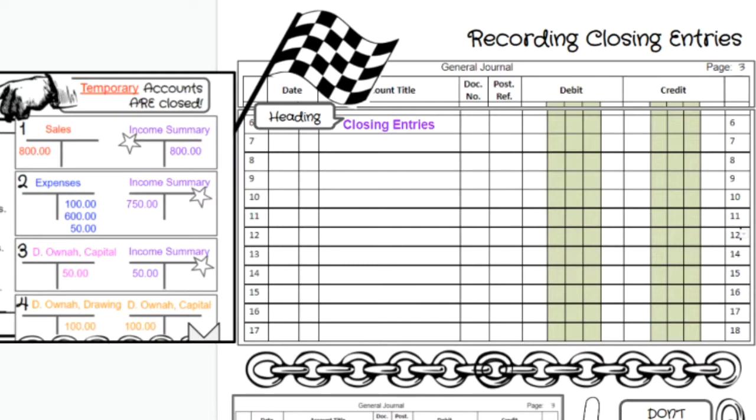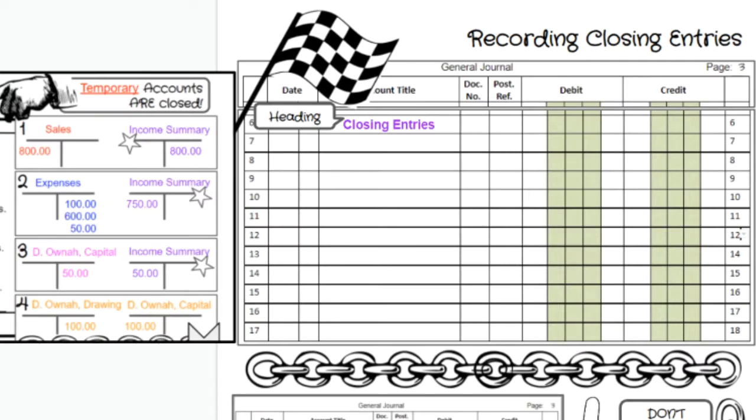Okay, so now we're going to record our closing entries in the general journal. You'll see that we're now on page 3 of the journal and we're on the 6th row. So we are doing this after our adjusting entries, but similarly, we are going to center the account title. So now we have closing entries centered as our heading in our journal here. And we're just going to use those T accounts that we did on the previous page.